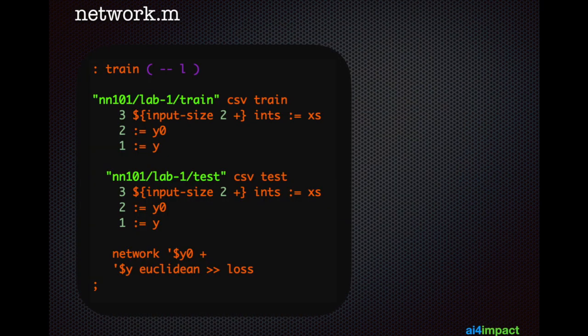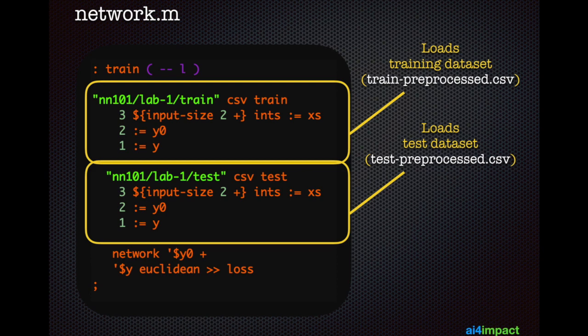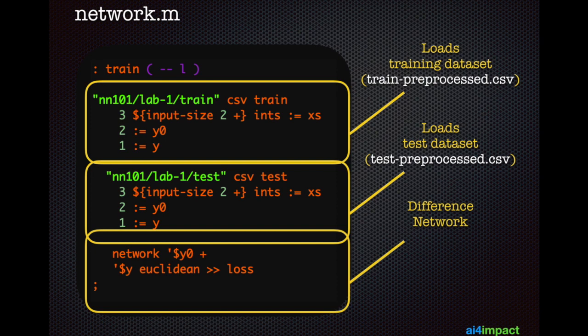Here's how you implement a difference network. The first section in your train loads up the train dataset, while the second section loads up the test dataset. The difference network is defined below these two. What you see here is that the output of network is added to the y naught value, and this is compared to the y actuals with a Euclidean loss. The Euclidean loss is synonymous with the RMSE.